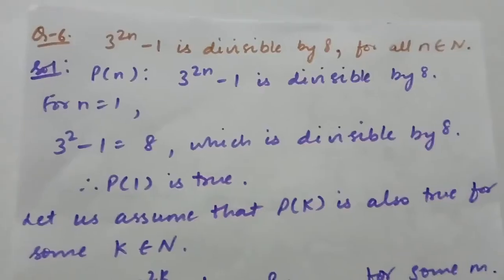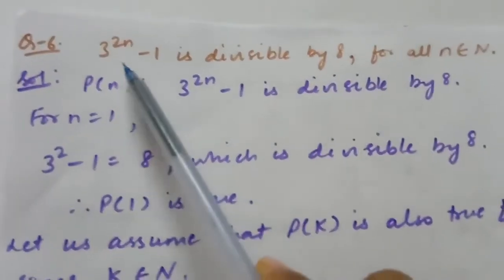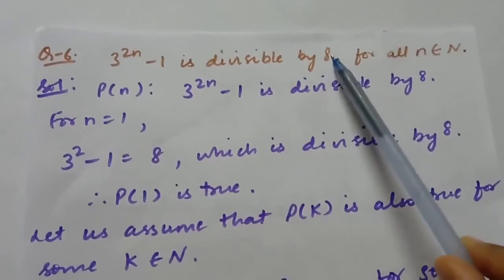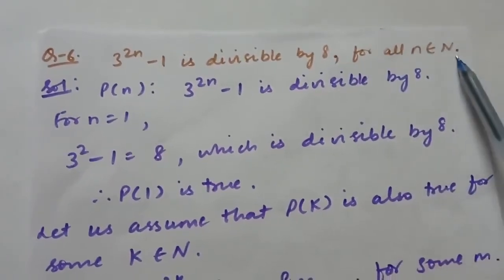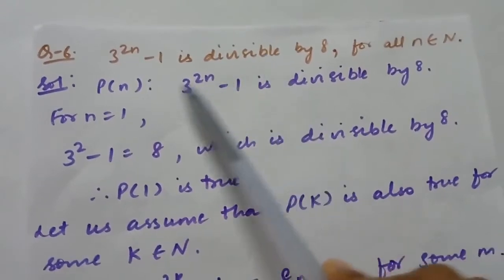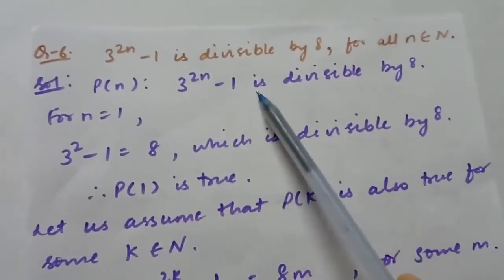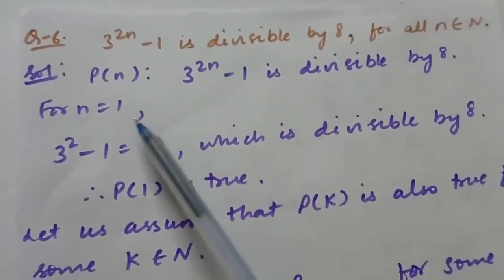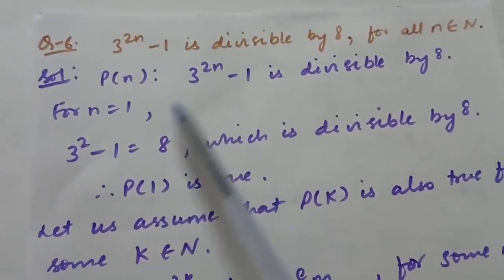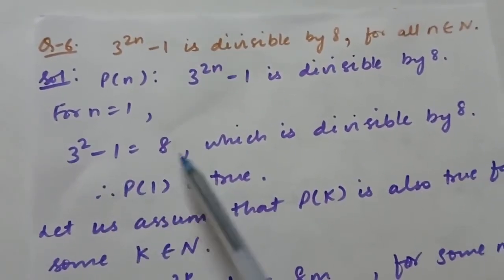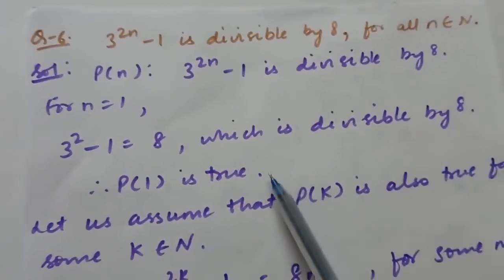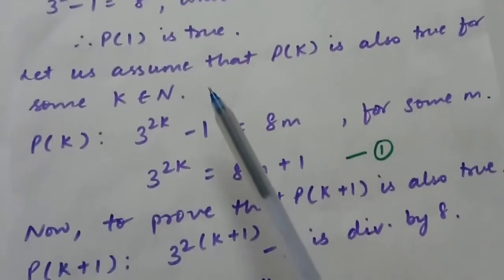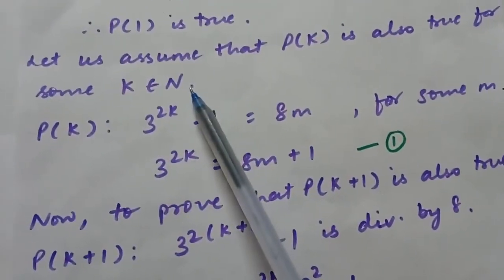Clear? Now question number 6 is, we have to prove that 3 raised to the power 2n minus 1 is divisible by 8 for all n belongs to natural number. So first of all, let this statement be Pn, that 3 raised to the power 2n minus 1 is divisible by 8. We will show first of all for n equal to 1 that P1 is true. So see, 3 square minus 1 is 8, which is divisible by 8. Therefore P1 is true.